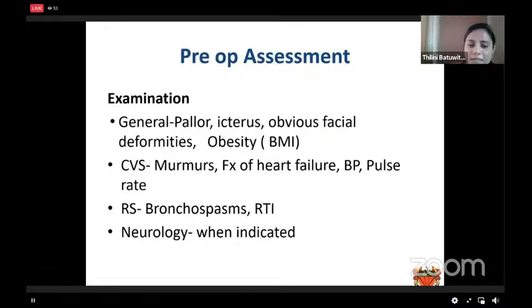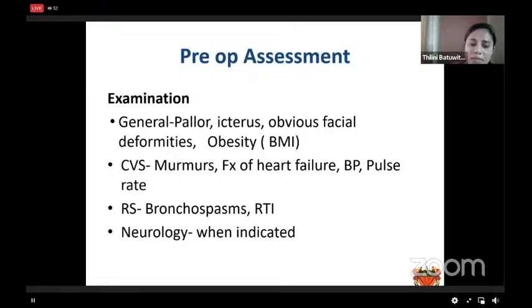And then you have to carefully look for murmurs. As house officers, you may be the first one to diagnose a pathological murmur in a patient. If it goes unnoticed, the patient may get into trouble during anesthesia. So you can look for those as well, and look for signs of heart failure and other cardiovascular assessment to be done.